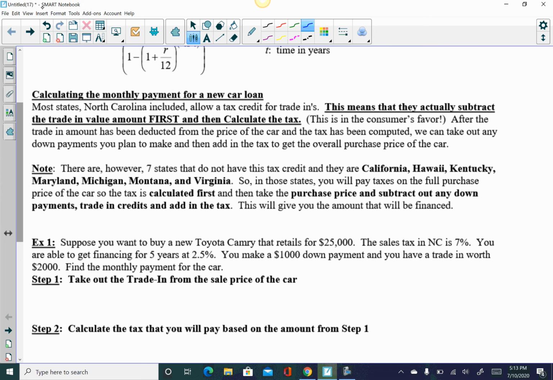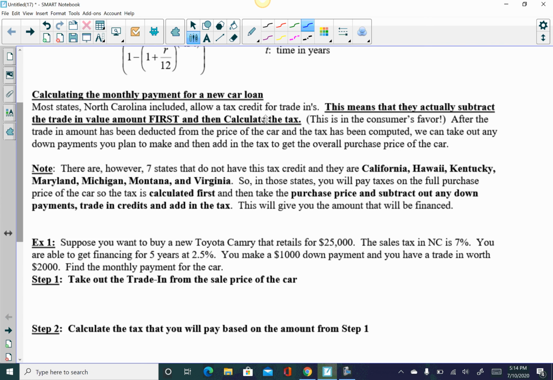Just a little blurb down below talks about how car loans are calculated in the state of North Carolina and in many states, but how it's different in 7 particular states. In North Carolina, along with many other states, they allow what is referred to as a trade-in credit. If you went to a dealership and you were trading in your car, let's say you're buying a $30,000 car, and they say, I'm going to give you $5,000 for your trade-in. They allow you to subtract that $5,000 from that $30,000 before they calculate the tax. So that's in your favor.